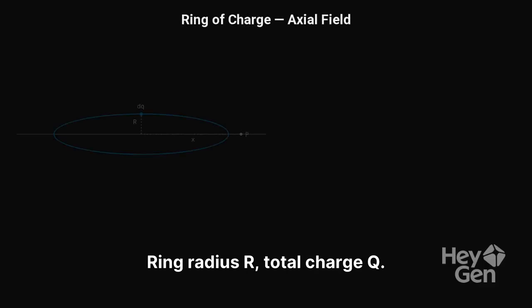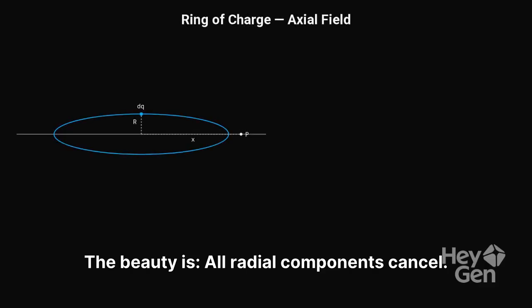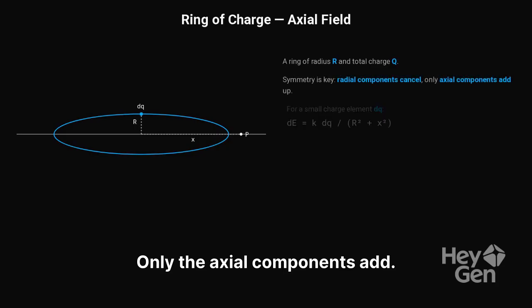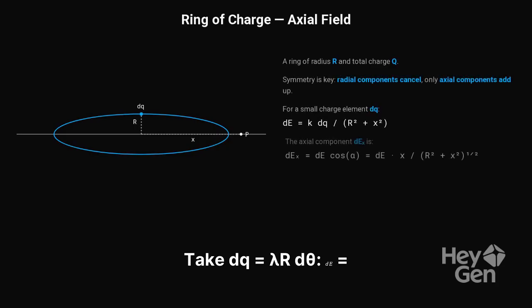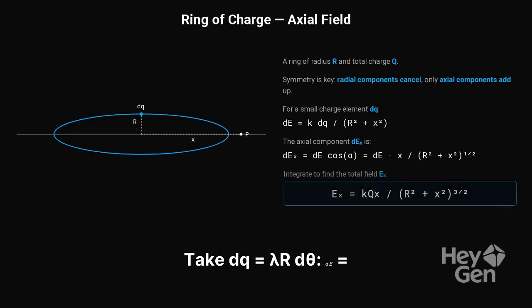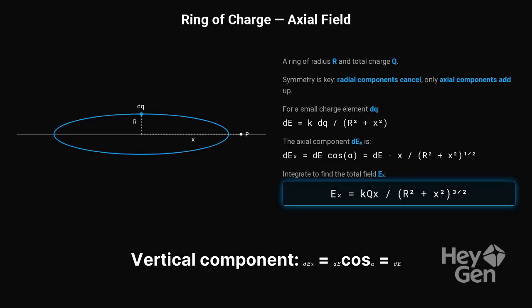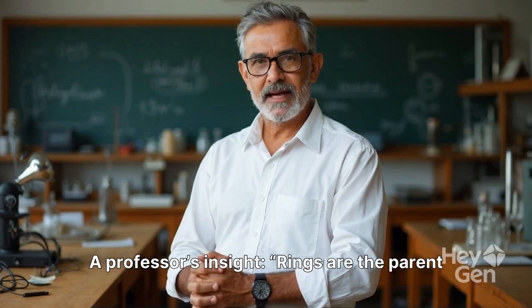Ring of radius r, total charge q. The beauty is, all radial components cancel. Only the axial components add. Take dq equal to lambda r d theta. The vertical component is dE cos theta. Integrate, and E equals k q x over r squared plus x squared to the power 3 over 2. A professor's insight.